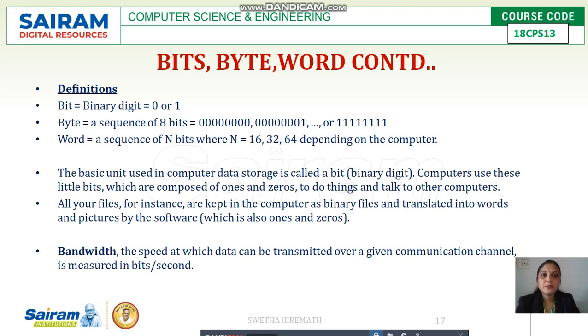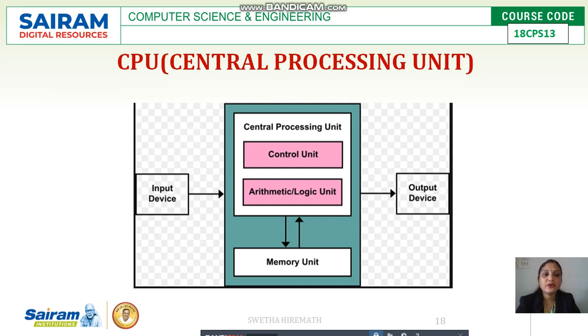So bandwidth is nothing but the amount of data being transferred from one unit to the other in a computer system per second. That is, per second, how many bits or how many bytes of data are being transferred from one unit to the other unit is called the bandwidth of a computer system. So next, now we are clear with how the data will be transferred and how the data will be stored in the memory unit.